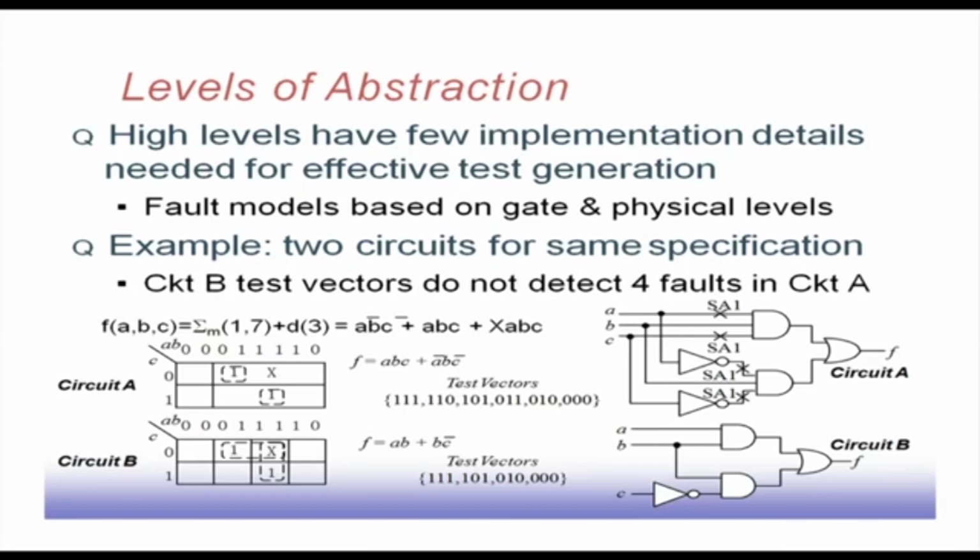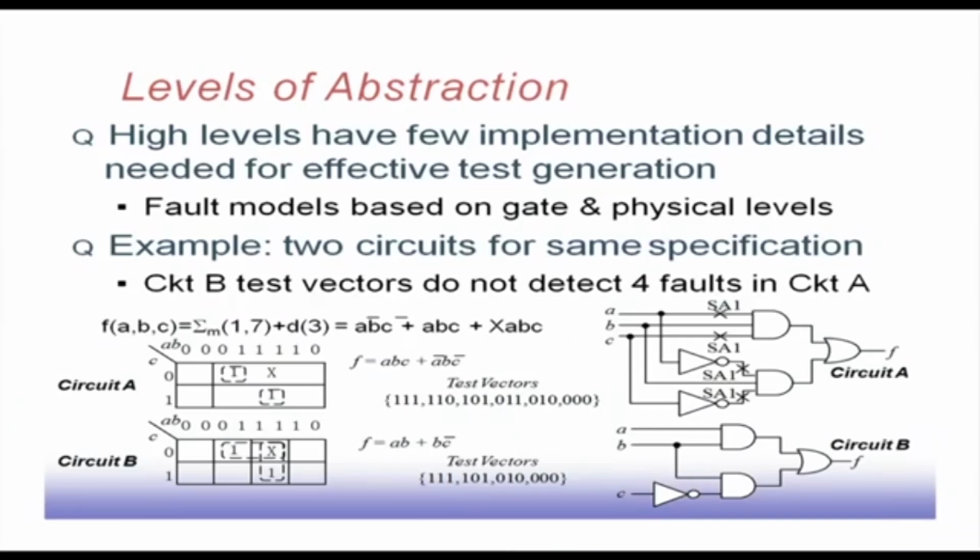When we are considering the gate level, we have some fault model. When you go to the physical level, in terms of transistors and wires, we have a more detailed view of the system. As a result, the types of faults that can be detected by a lower level fault model may not be possible with a higher level fault model.